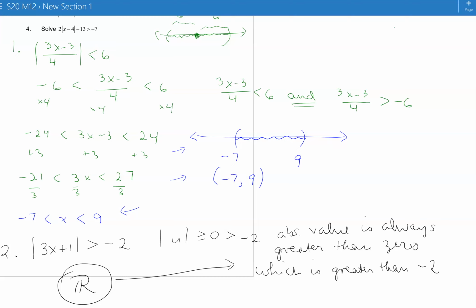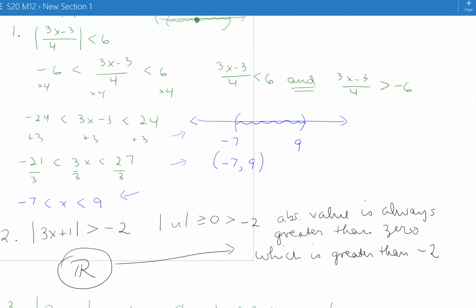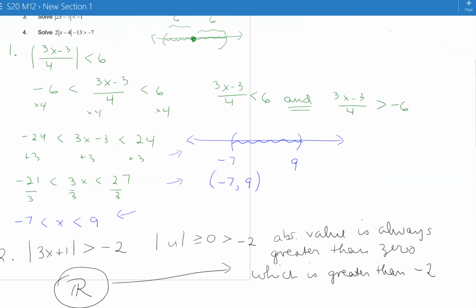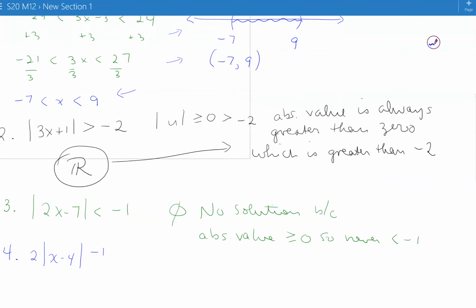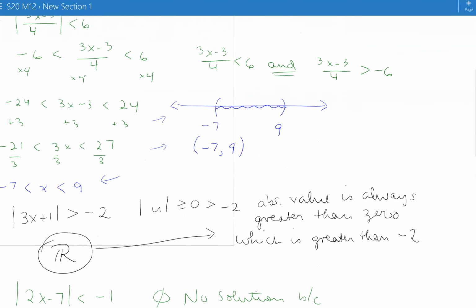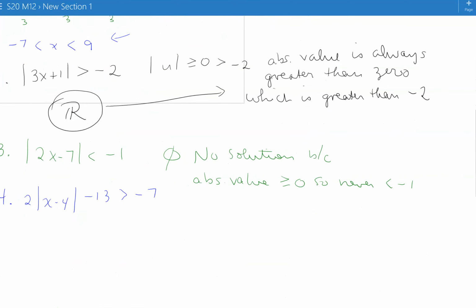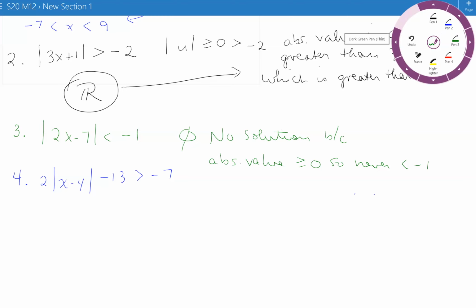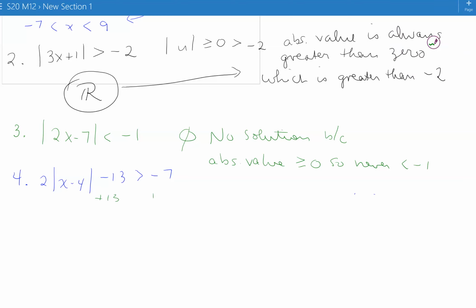And that had some extra algebra steps. So let me get it copied down. 2 times the absolute value of x minus 4, minus 13, is greater than negative 7. So you need to isolate the absolute value. You're going to need to add 13 and get 2 times the absolute value of x minus 4 is greater than 6. Then divide both sides by 2, get absolute value of x minus 4 is bigger than 3.